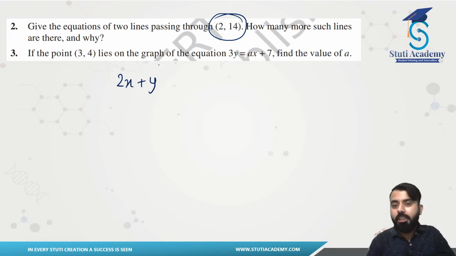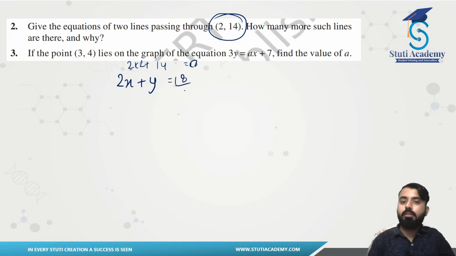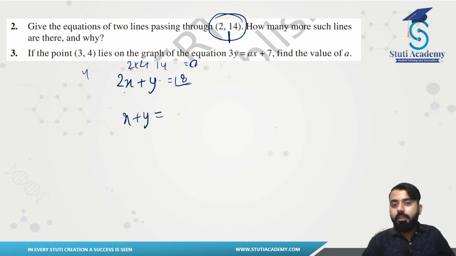If I just put 14 here and if I put 2 here, so 2 into 2 plus 14, that will be what? 18. So let's say its answer is 18. You have to generate an equation in which if you replace these values, your equation should be satisfied. You guys see, 2 into 2, that will be 4. 4 plus 14, that will be 18. So I got the answer. Now if I assume this one, x plus y, now you guys see, 2 plus 14, that will be what? That will be 16. Quite easy.